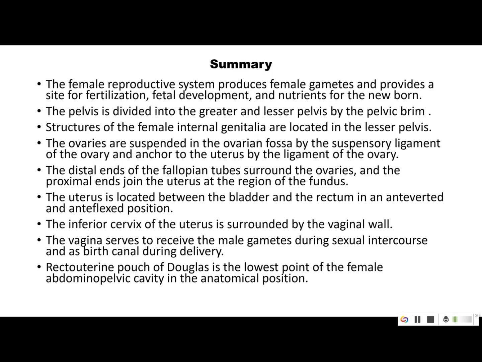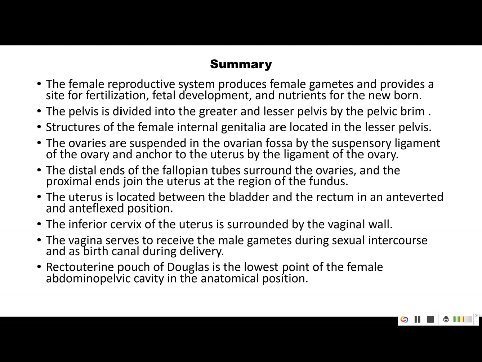To summarize, the female reproductive system produces female gametes and provides a site for fertilization, fetal development, and nutrients for the newborn. The pelvis is divided into the greater and lesser pelvis by the pelvic brim. Structures of the female internal genitalia are located in the lesser pelvis. The ovaries are suspended in the ovarian fossa by the suspensory ligament of the ovary and anchored to the uterus by the ligament of the ovary.